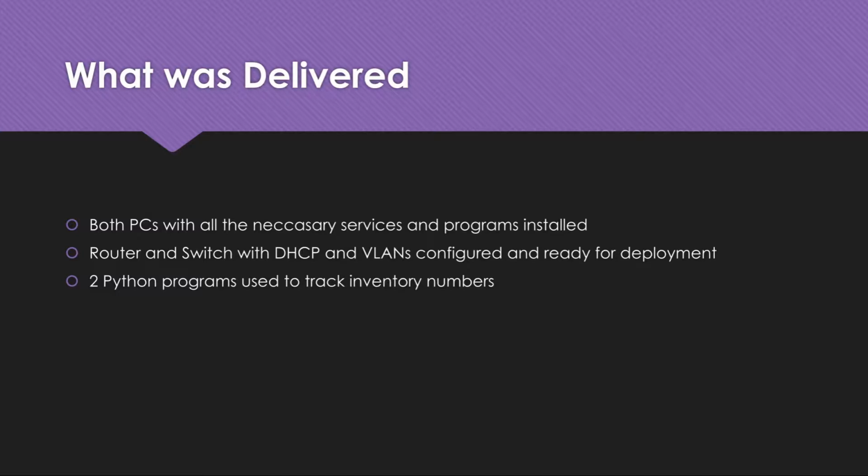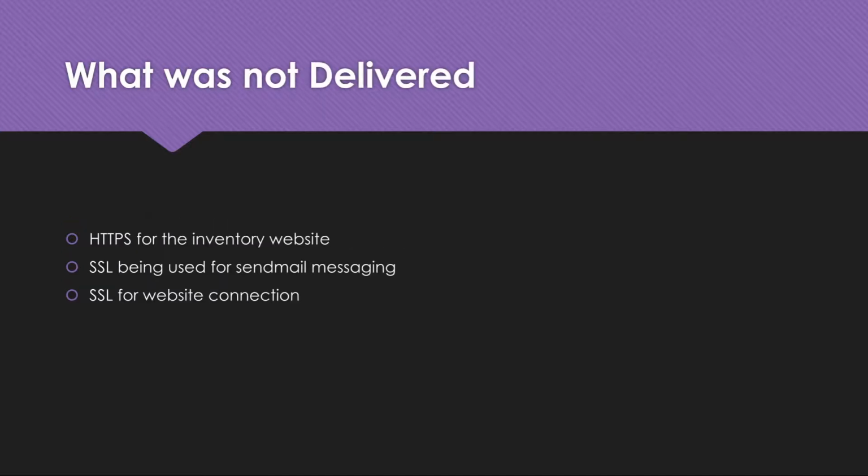We got both PCs with necessary services and programs installed, ready to go. The router and switch with DHCP and VLANs configured and ready for deployment. We have both Python programs and all the necessary components needed to run it. Now, what was not delivered?